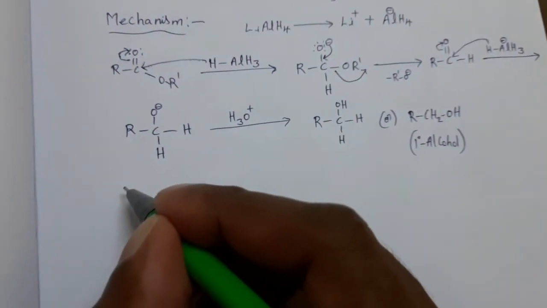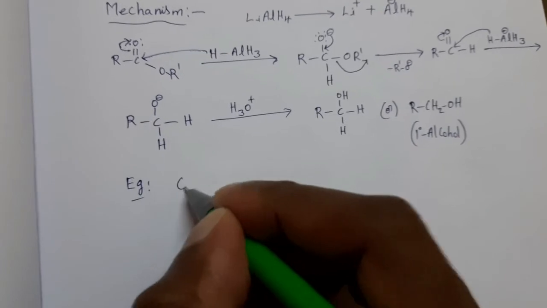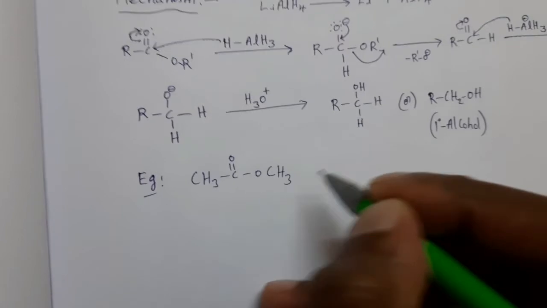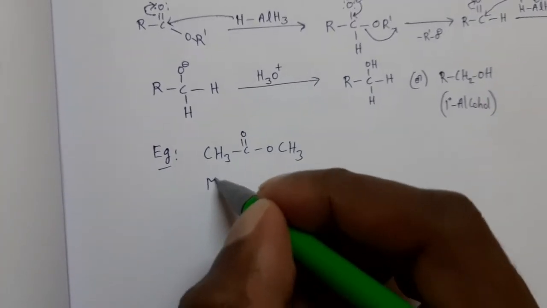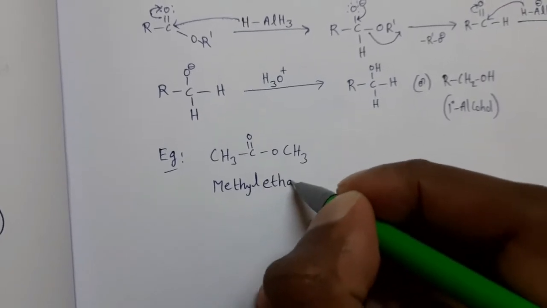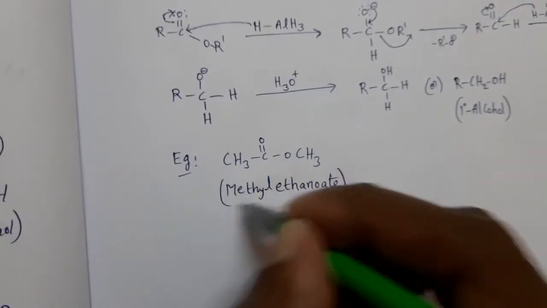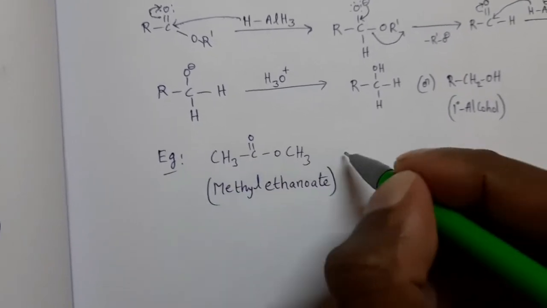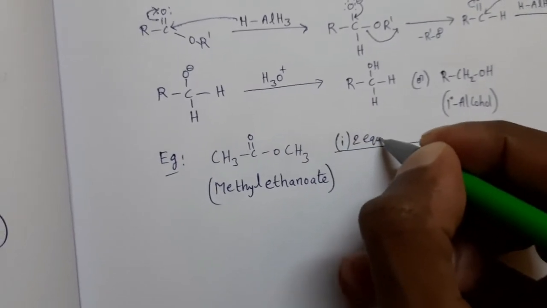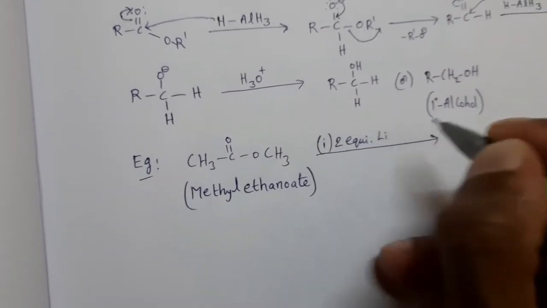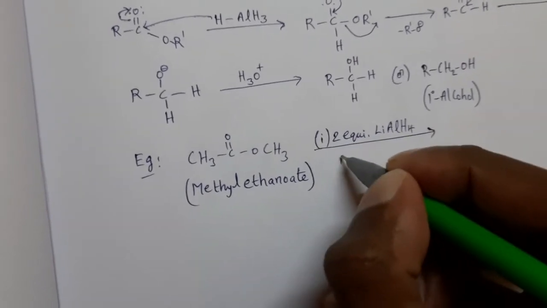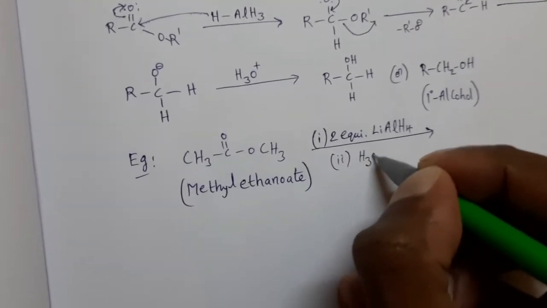CH3 C double bond O CH3. What is the name? Methyl acetate or methyl ethanoate. This is methyl ethanoate. This ester is treated with LiAlH4. How many equivalents of LiAlH4? 2 equivalents. 2 equivalents of LiAlH4 participate in this, followed by acidic hydrolysis.